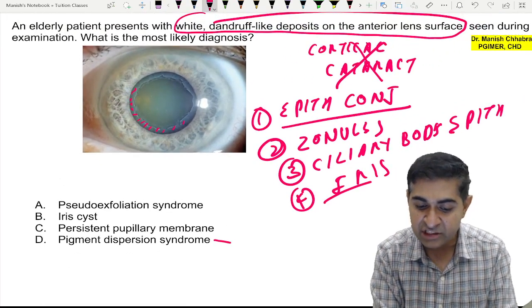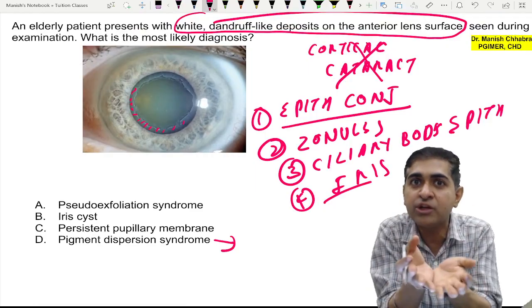So one is pigment dispersion syndrome. As the name suggests, what did Shakespeare say? What's in a name?